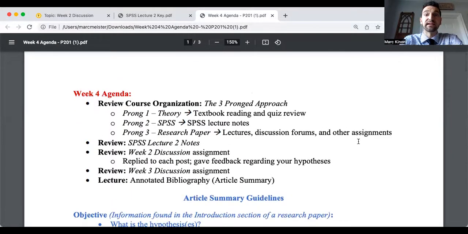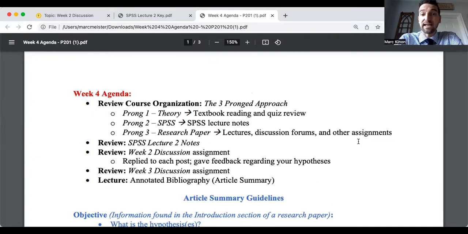Okay, so once again, this class is taking a three-pronged approach to learning research methods. The first prong is learning about theory. How are you doing this? You're reading the textbook and you're taking the quizzes, and we're reviewing the quizzes, okay?